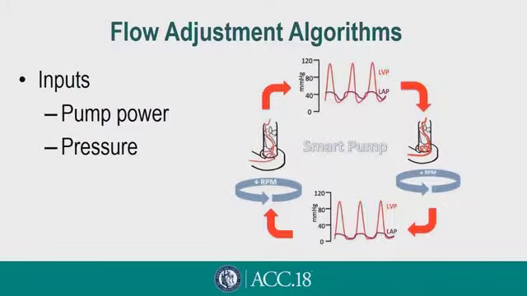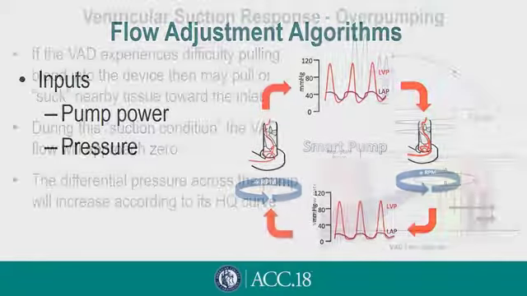So there are other ways to control pumps other than a fixed speed mode. In order to do that, you need inputs into the pump. You can have pump power as a measure of controlling pump flow, and you can have pump pressure, so the pump can pump based on feedback from pressures. That would be the ultimate design. Unfortunately, in clinical use today, there's no pump that uses pressure as a feedback mechanism to control flow. Ultimately, what we'd like would be left ventricular pressure to guide flow adjustments.